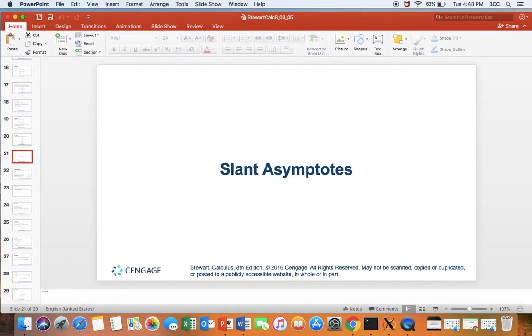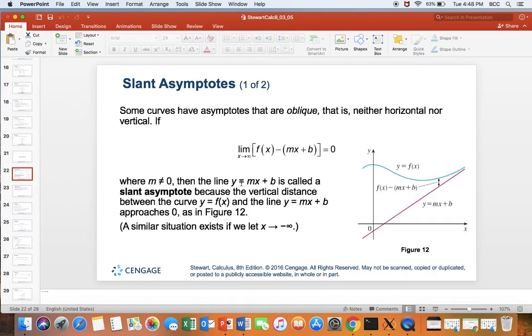Okay, so now here is an example of a function which will have slant asymptotes. So what are slant asymptotes? Asymptotes that are oblique, that is neither horizontal nor vertical. In other words, the limit as x approaches infinity of f(x) minus (mx plus b) will be 0. Okay, so your function is approaching a line. That's the hope.